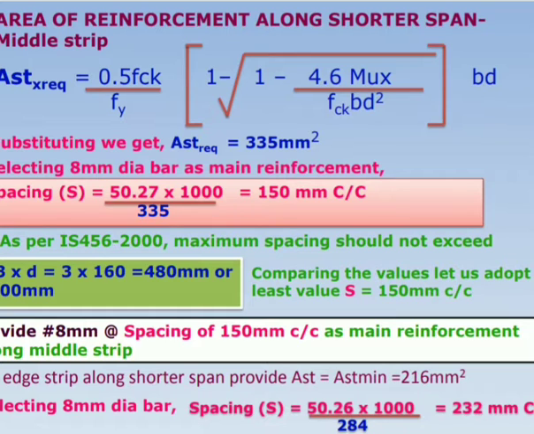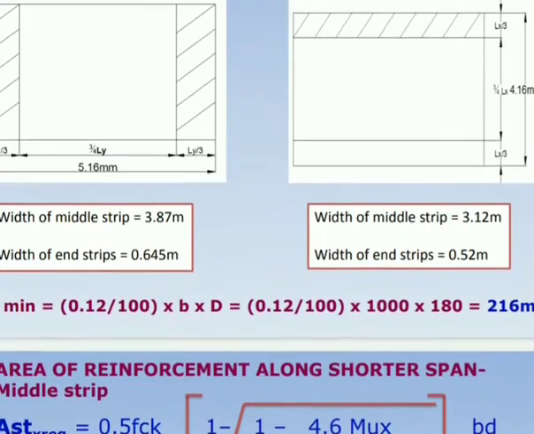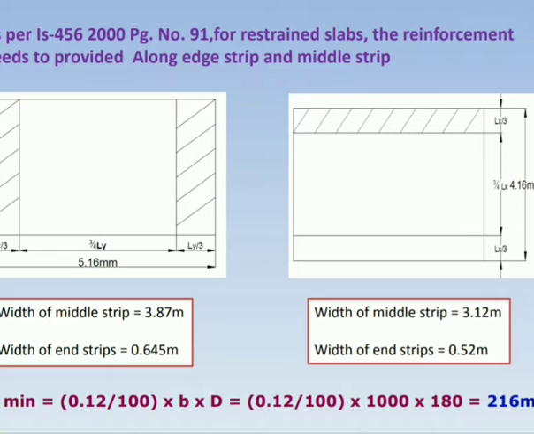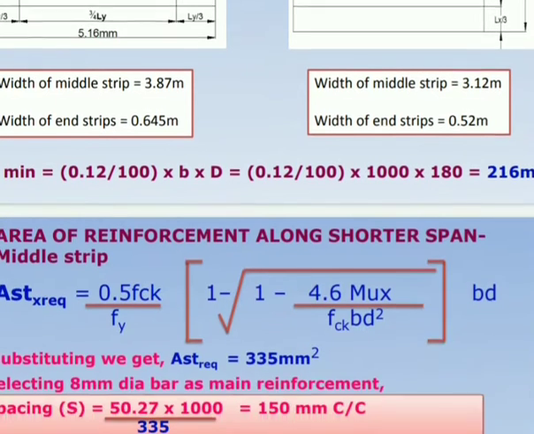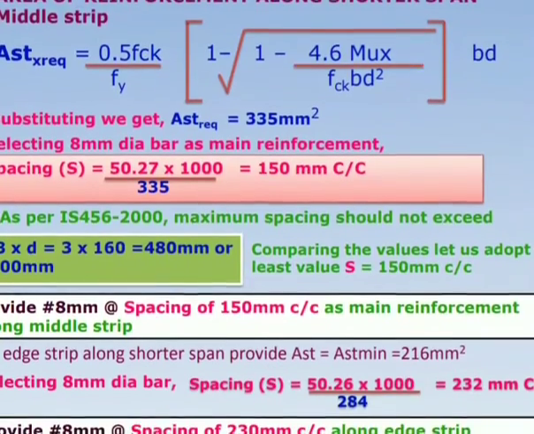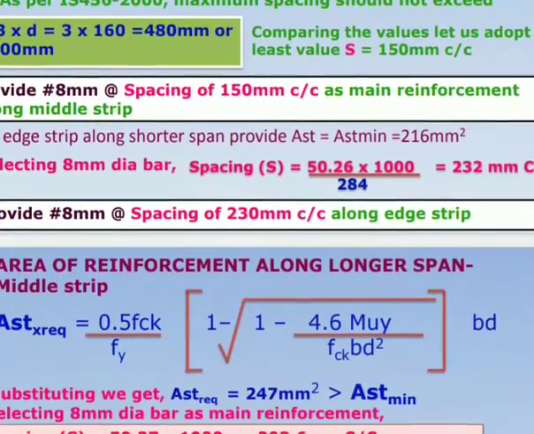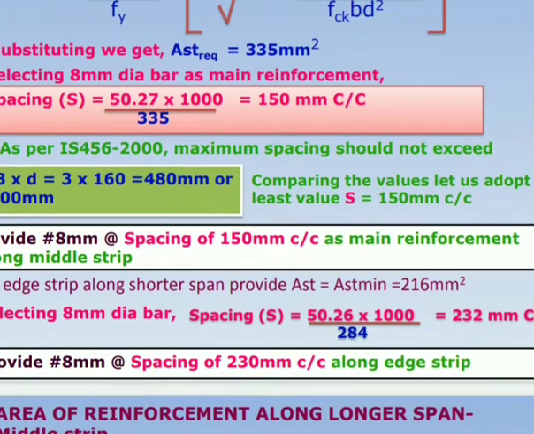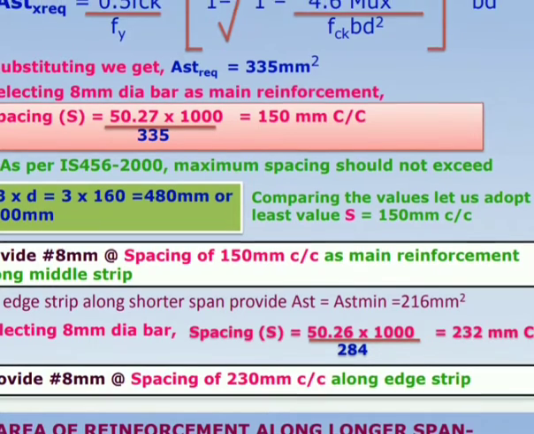Then for the edge strip along shorter span, we can provide AST equal to AST minimum itself. In the last line we have already calculated AST minimum, which is 0.12% of BD. This we have calculated as 216. Now this 216 we are directly using here and providing it as reinforcement for the edge strip.